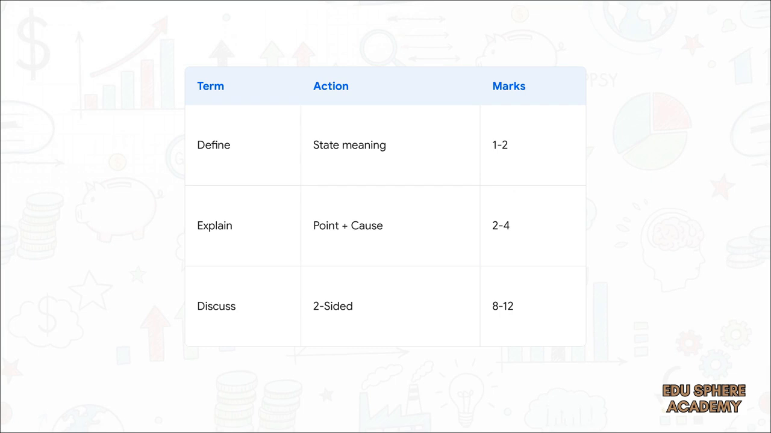If a question asks you to define, keep it simple. Just state the exact meaning. That's an easy 1 to 2 marks. If it says explain, you need to bring 3 things: a point, a cause, and a consequence. That nets you 2 to 4 marks. But the real heavyweights are discuss or evaluate. For those massive 8 to 12 mark questions, you have to deliver a 2-sided, heavily contextualized argument wrapped up with a clear conclusion. Please, whatever you do, do not write a 1-sided essay when the prompt says evaluate.